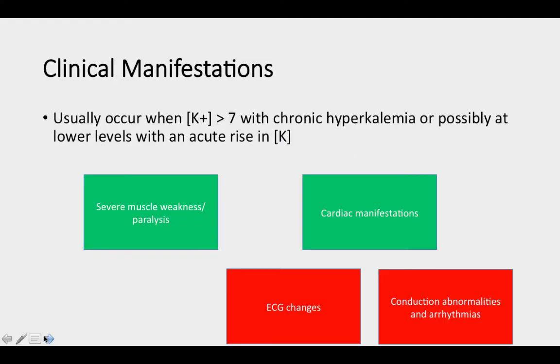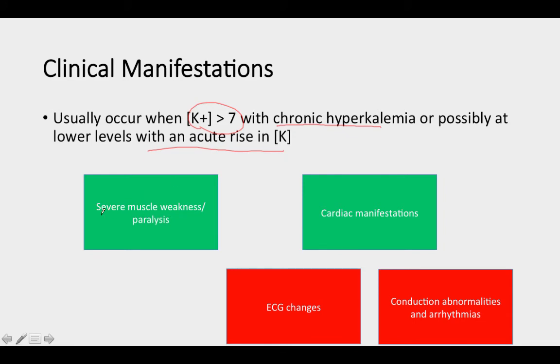So we've talked about physiology, we've talked about etiology. What are the clinical manifestations of hyperkalemia? Now, generally, your potassium has to be a fair bit higher than 5 to start getting manifestations. And typically with people with chronic hyperkalemia, it has to be above 7, but it can be a bit lower in people with an acute rise in their K.